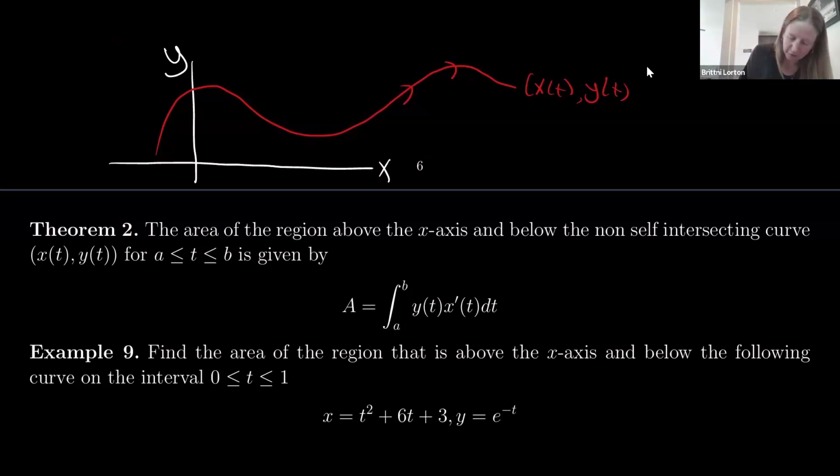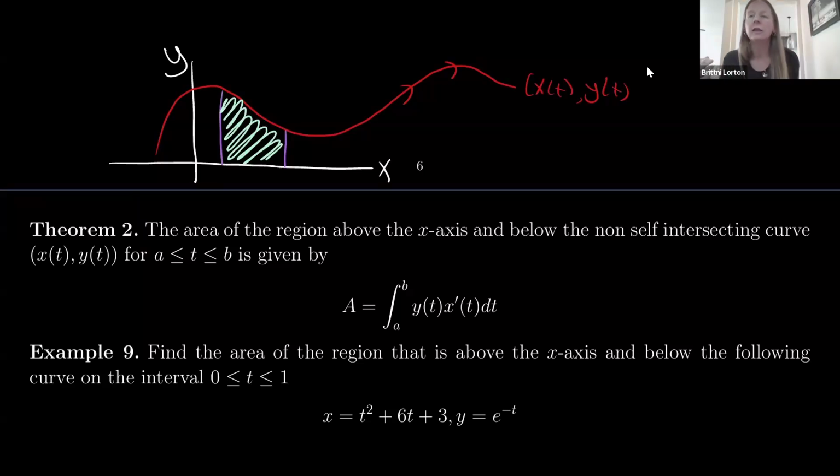So I'm going to leave it as non-self-intersecting. And what I'm going to do is find the area underneath that curve using the parametric equations rather than using the eliminated parameter version like you did in Calc 1. Okay, and so that area is going to be where a and b are now time values. So this is at time equals a and then at time equals b. I'm finding that area. It's going to be the y of t times x prime.